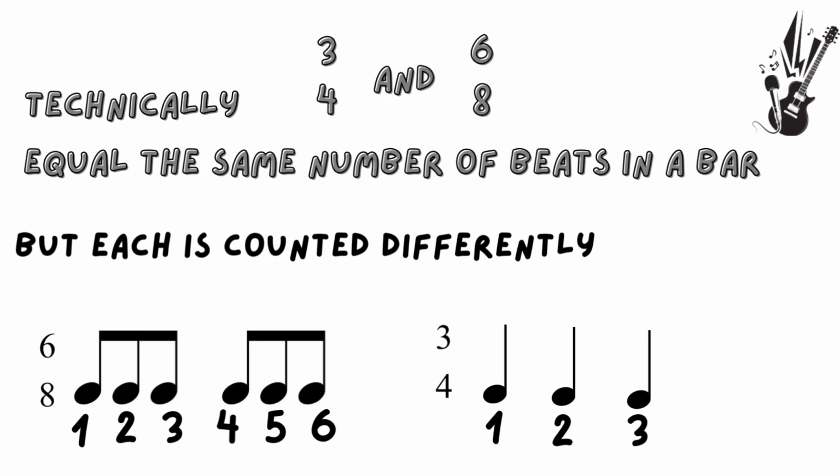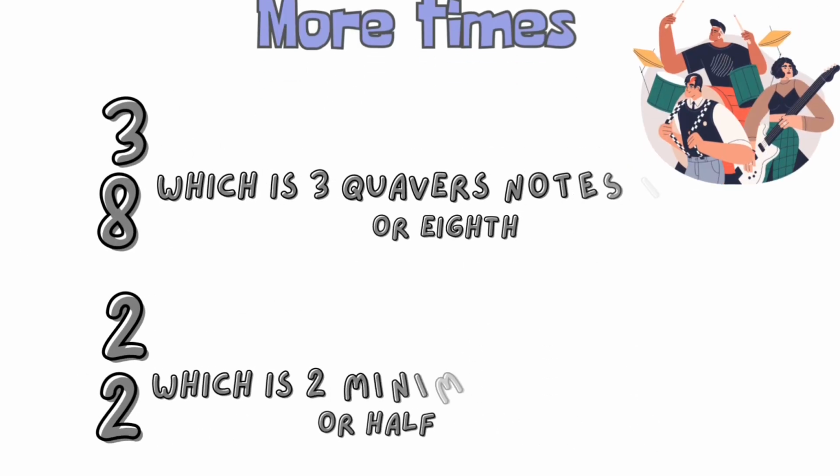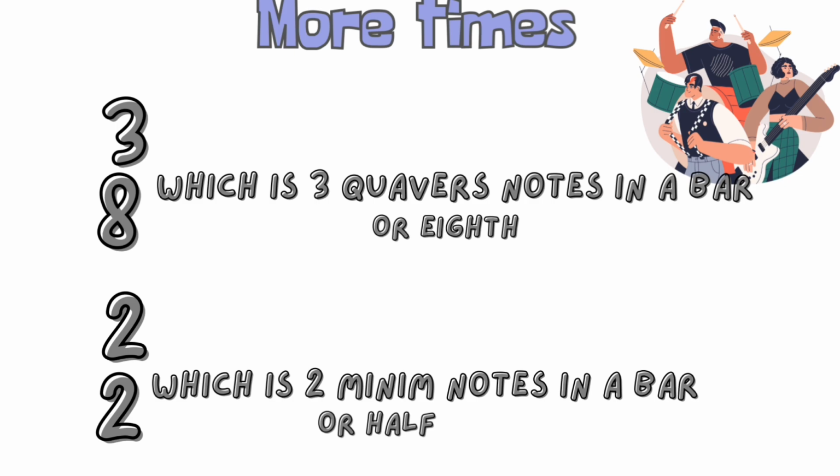Okay, here's some other time signatures that you may have. 3/8, which is 3 quavers in the bar, 2/2, which is 2 minim notes in the bar. Okay, so you can have lots of different types of these.